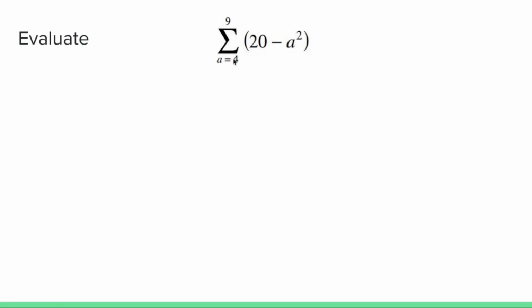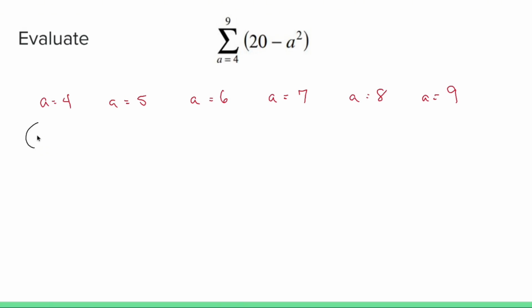Basically, what you're doing with sigma notation is you're given a function. You have a beginning, you have an end. You plug in that number, and you keep adding the next integer until you hit the end. So we're going to plug in 4. We're going to plug in 5. We're going to plug in 6. We're going to plug in 7. We're going to plug in 8. And we're going to plug in 9. And then we're going to add up all of those guys. So let's do just that.